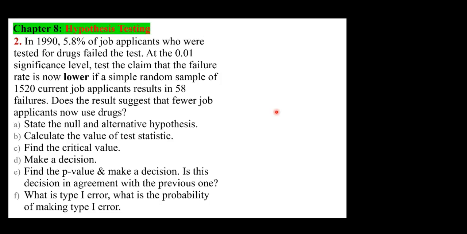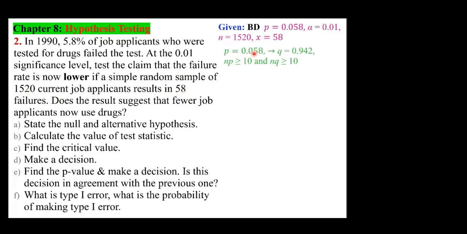The parts that you see, I'm going to go over the concept, what's happening with those parts, A, B, C, D. So let us write the given. The very first number, 5.8%, is the proportion. The next number, 0.01, is the choice of alpha. The sample size n is 1520, and x is 58. Now, p is 0.058, q is 1 minus p, and it ends up being 0.942.